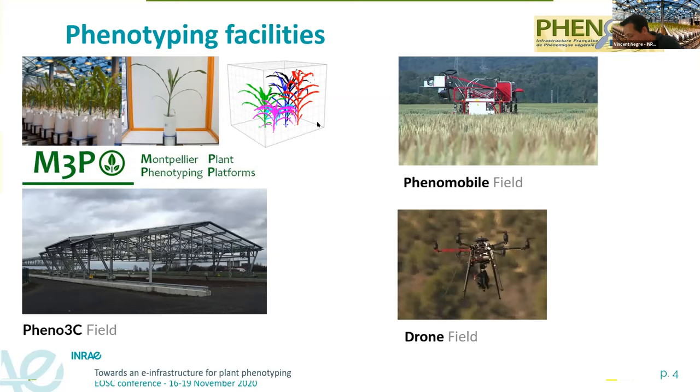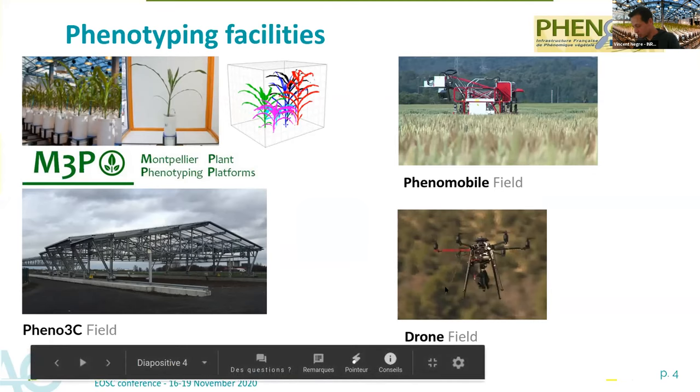Large facilities have also been installed in fields. Here on the top right, a facility called Pheno3C, which is composed of a rolling shelter, allowing control of the amount of rain on the field. Here you can also see an innovative robot called Phenomobile, which has been designed to enable canopy imaging. We are also using a drone to digitize whole canopies.